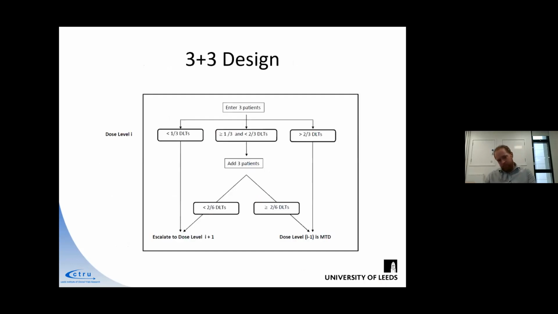So the simplest design, which has been around since the 40s, I think, 40s or 50s, is the 3+3 design. So these are referred to as a rule-based design. So the trial will start, we'll define a set number of dose levels, and then we'll usually start at the lowest dose level. We'll enter 3 patients into the trial, and then observe over that DLT window how many DLTs we've seen. So if we've got no DLTs, we'll escalate to the next dose. If we've got 1, we'll add a few more patients because we're unsure. We'll add 3 more patients and then look at the rule at 6. And then if we've got 2 or 3, we'll de-escalate because the dose is too toxic.